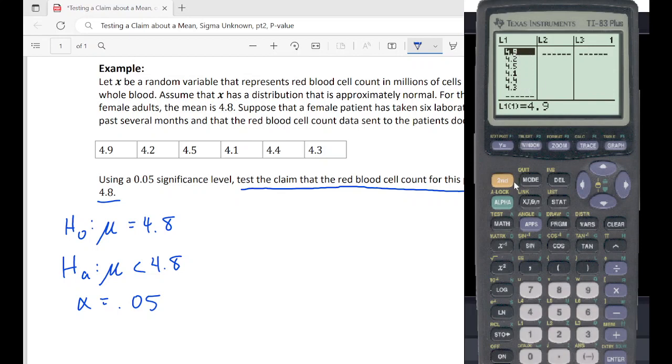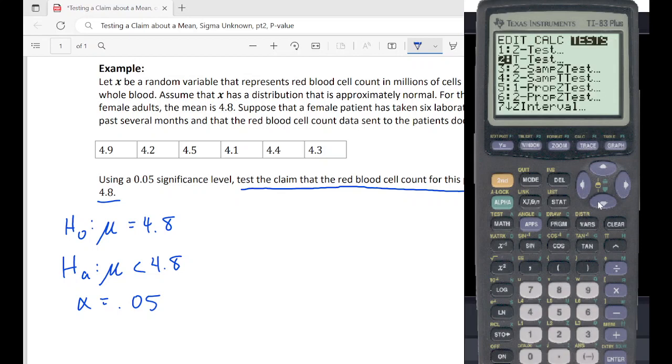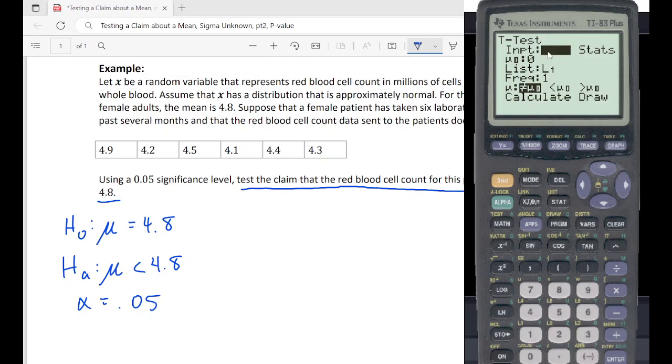Once you have everything typed in, we're going to go to second, mode to get out of the list, and then we're going to go back to Stat, and we're going to go to Tests, and then T-Test. Now here we have two options, data and stats. This time we don't have any statistics, all we have is the raw data. So we're going to select data for input and go down to our mean right here, and we just look back at our hypothesis test where it says 4.8. So we're going to put 4.8 here. Our list is going to be L1 or whatever list you put the numbers in. Frequency stays 1. And then down here, we need to select the alternative, in which case it's less than, because that's what we have written in here.